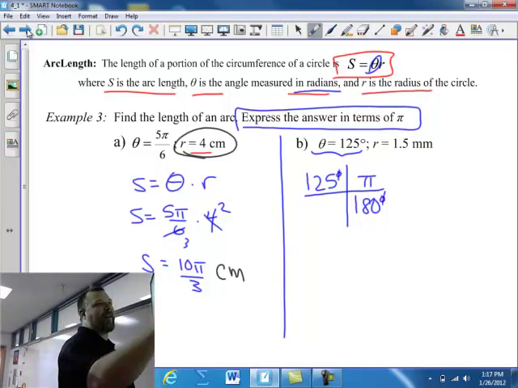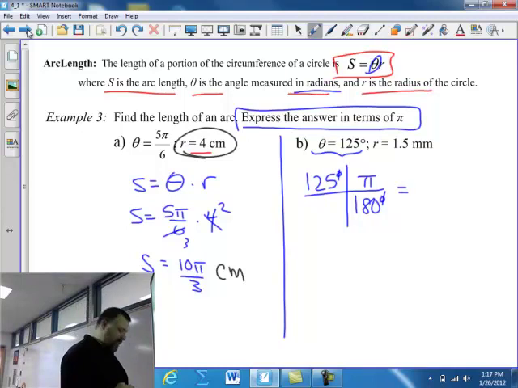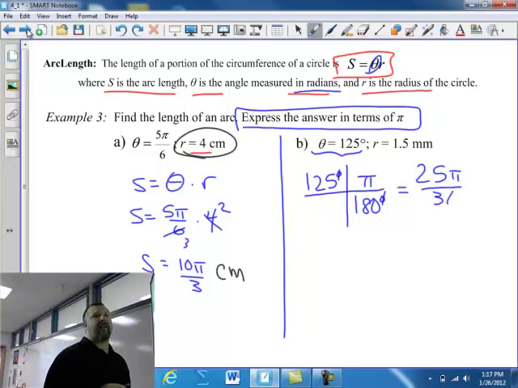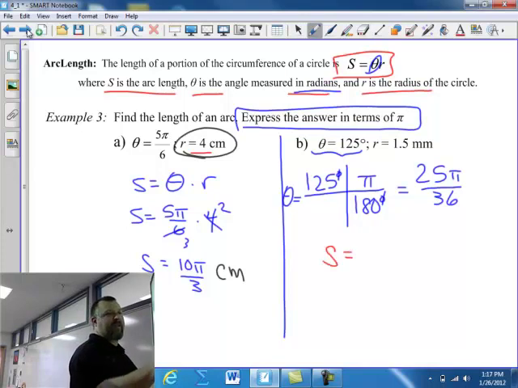5 goes into both of them, and it ends up being 25 pi over 36. That was our new theta in terms of radians. So again, if we want to find the arc length, we just multiply that by the radius. We just SOR. S is equal to the angle measurement.